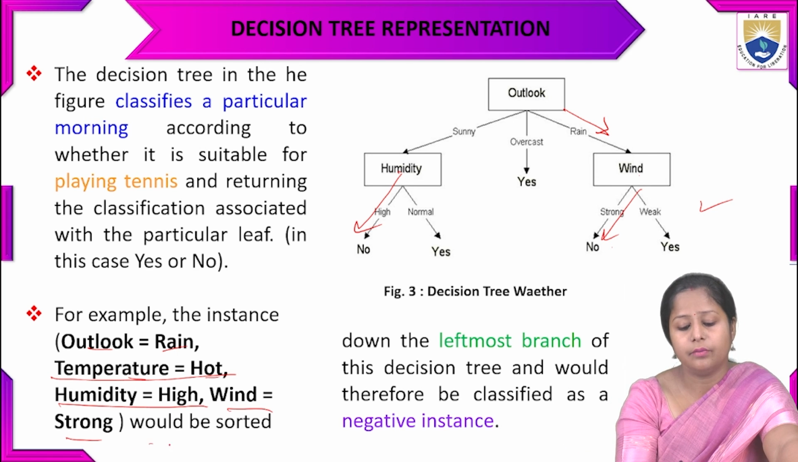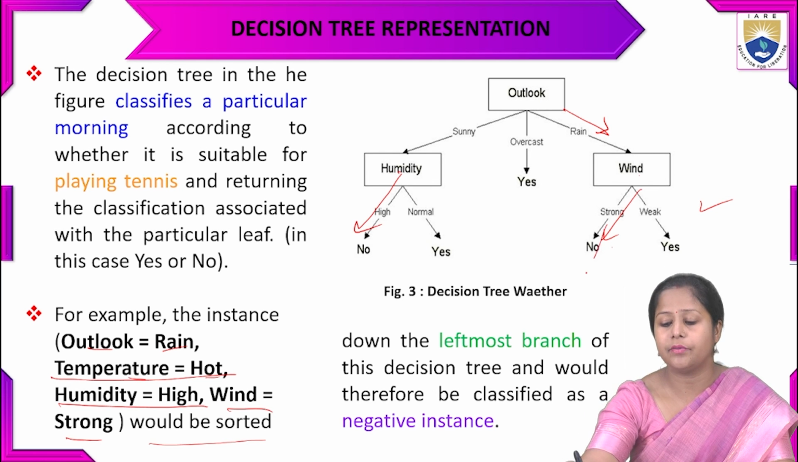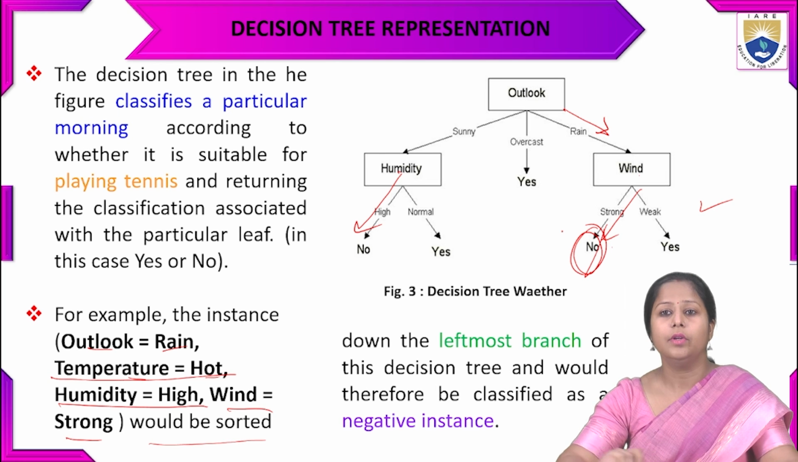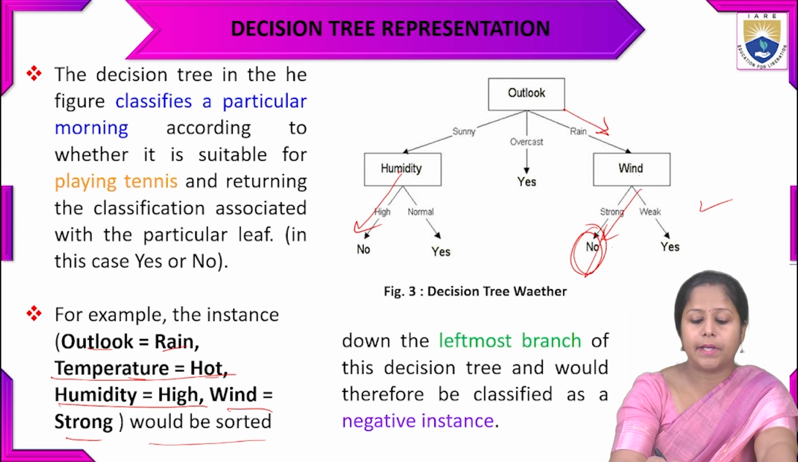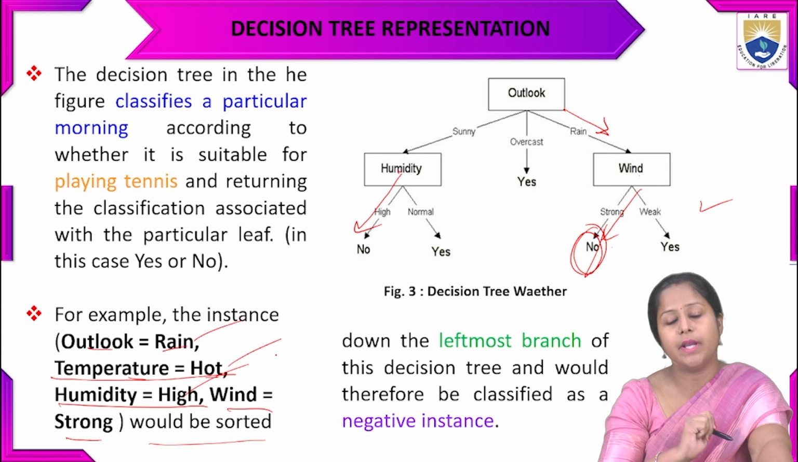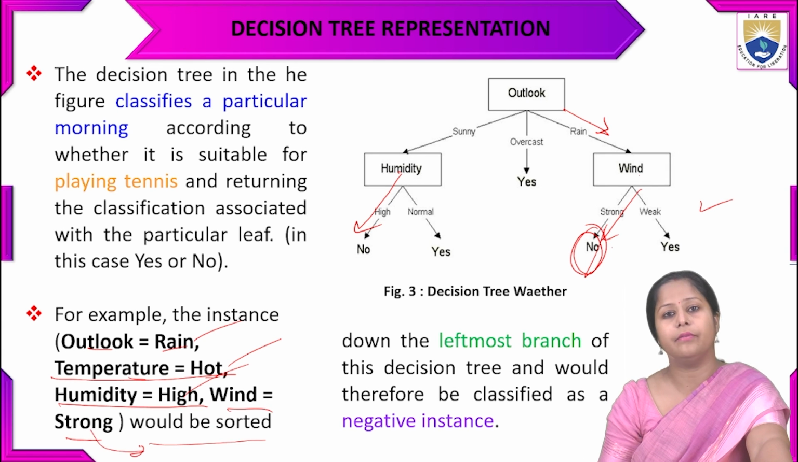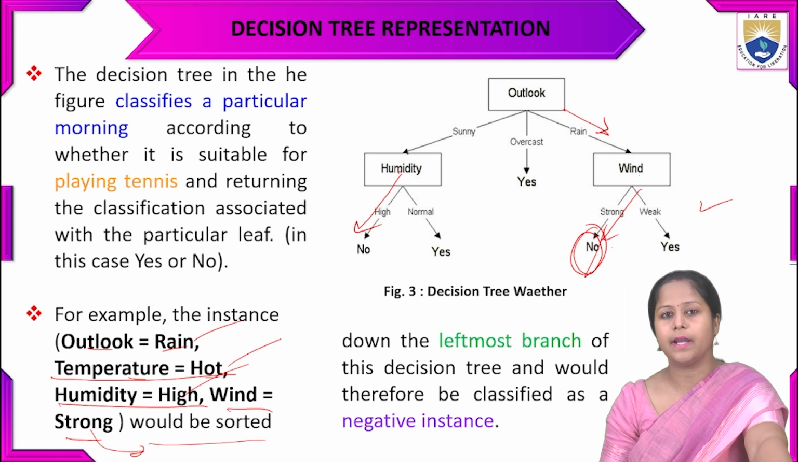Then that will be sorted down to the leftmost branch, which is the no. That results in the leaf node with a no classification. So that would be classified as a negative instance. The player is not going to play in the rainy season if the temperature is hot, the humidity is high and the weather is windy. So the player is not going to play tennis in that particular weather.